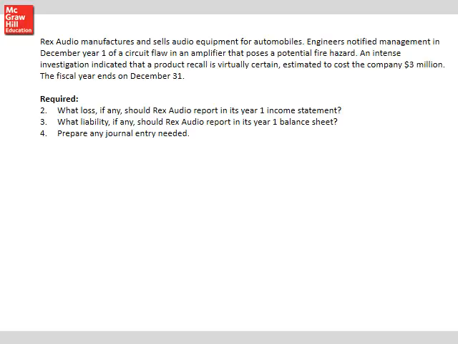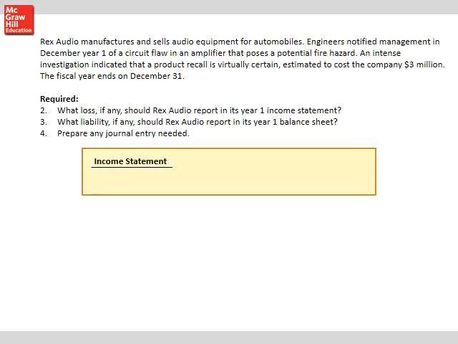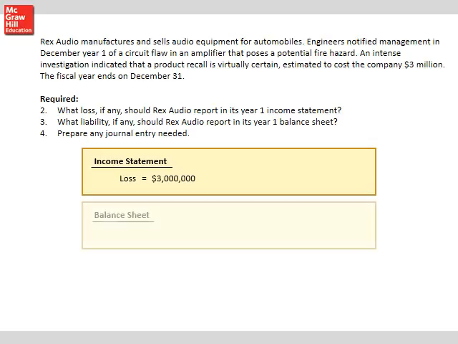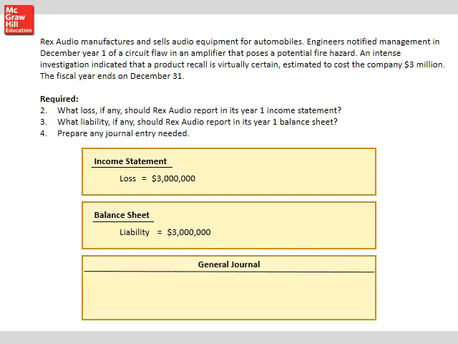Okay, number 2, what loss, if any, should Rex Audio report in the year 1 income statement? It should report the $3 million loss contingency. That's virtually certain. The balance sheet should show a liability of $3 million. And the journal entry would be loss on product recall of $3 million, and then liability of product recall of $3 million.